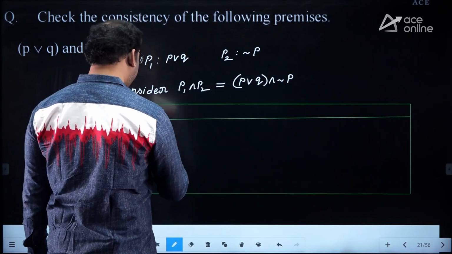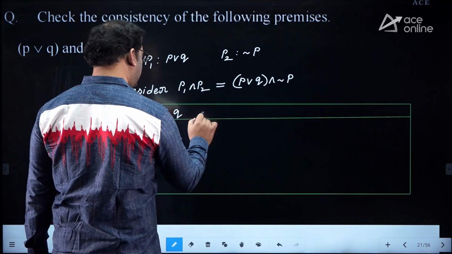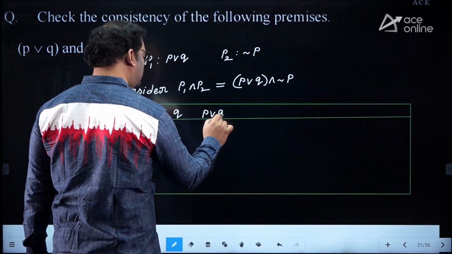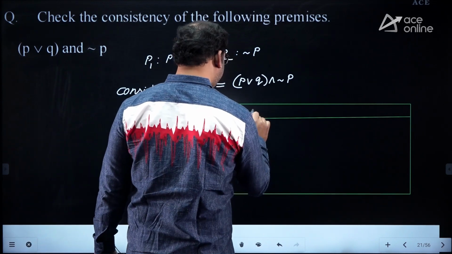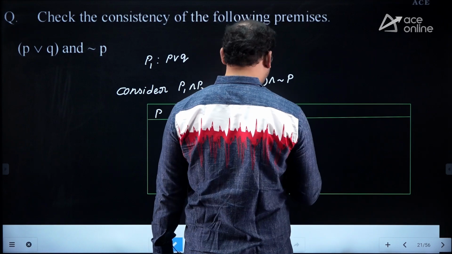P or Q required, P here, Q here, and also P or Q. Then we required negation P. Then we required P or Q and negation P.